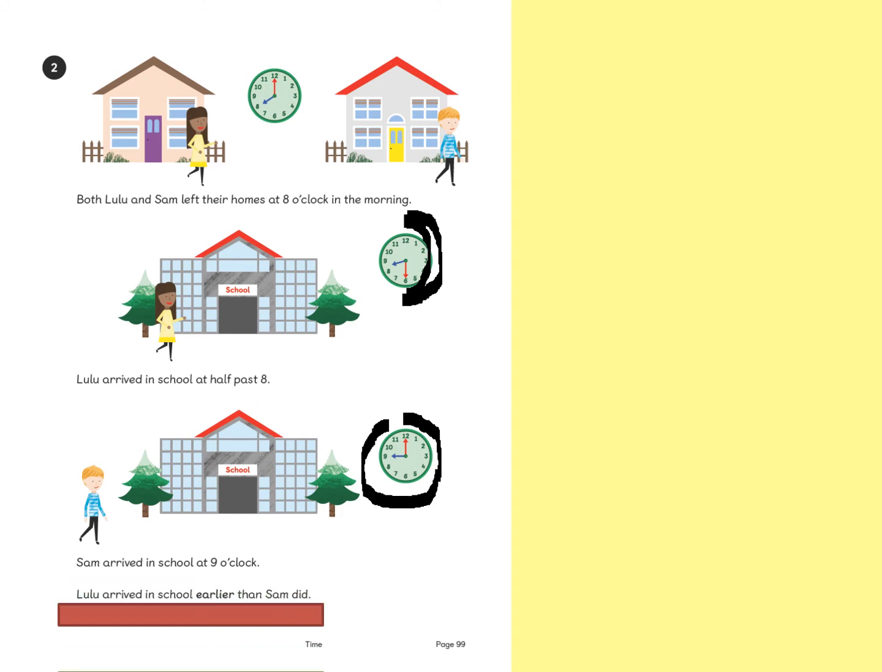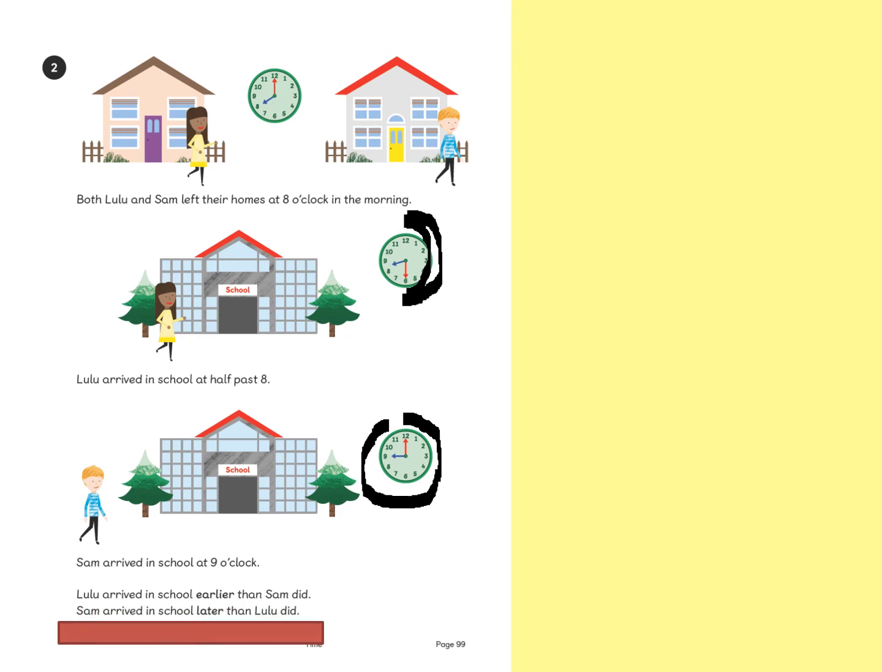Let's have a look, guys. Now, you've probably realised Lulu arrived in school earlier than Sam did. She arrived quicker than Sam because it says 8:30, and 8 is earlier than 9. Even if it's 8:30, it's earlier than 9. So we'd say that she arrived earlier. She arrived before Sam. She was quicker than Sam.